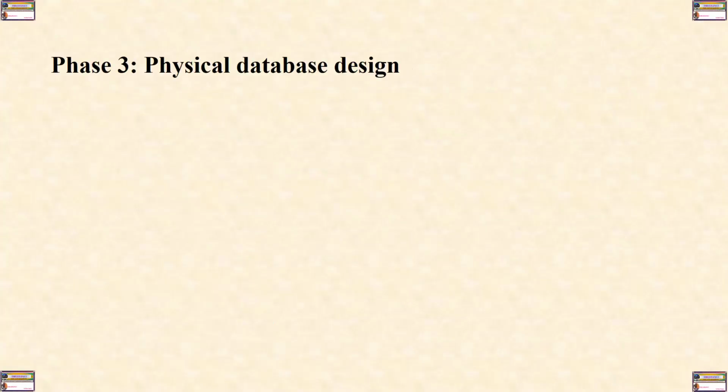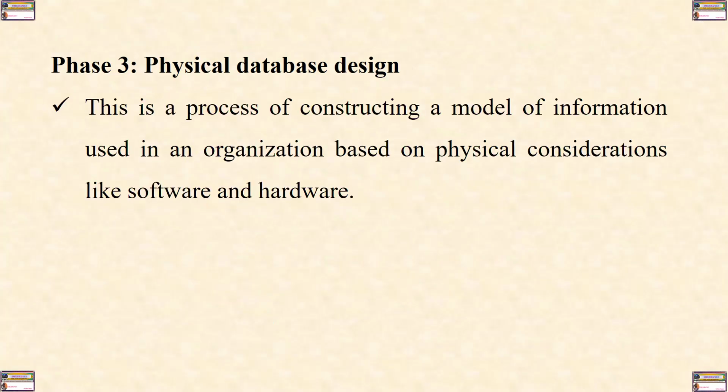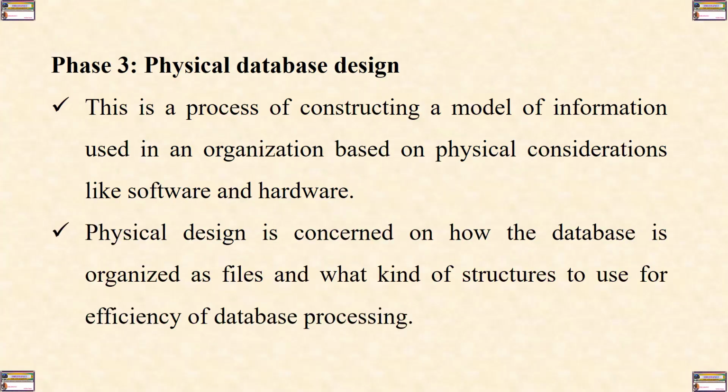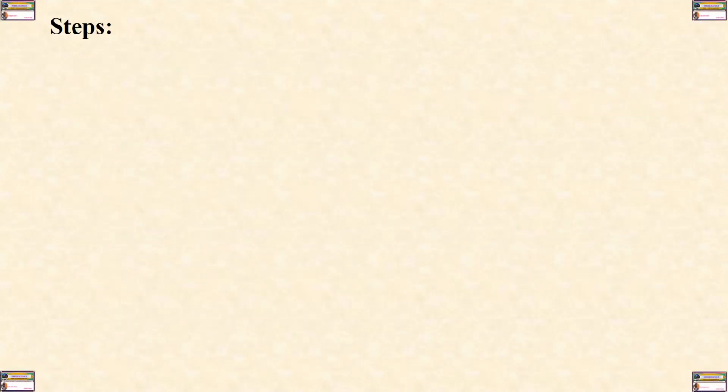In phase 3, we now do what we call the physical database design. This is the process of constructing a model of information used in an organization based on physical considerations like software and hardware. Now, in physical design, the concern is on how the database is going to be organized in the form of files and what kind of structures you are going to use for efficiency of database processing.